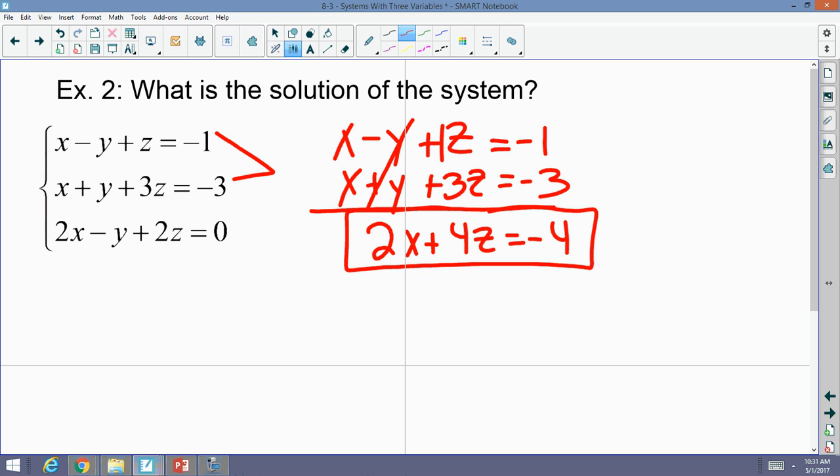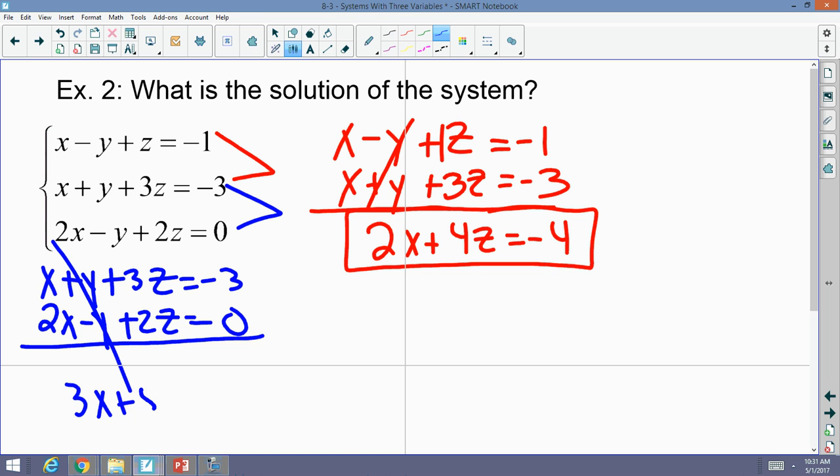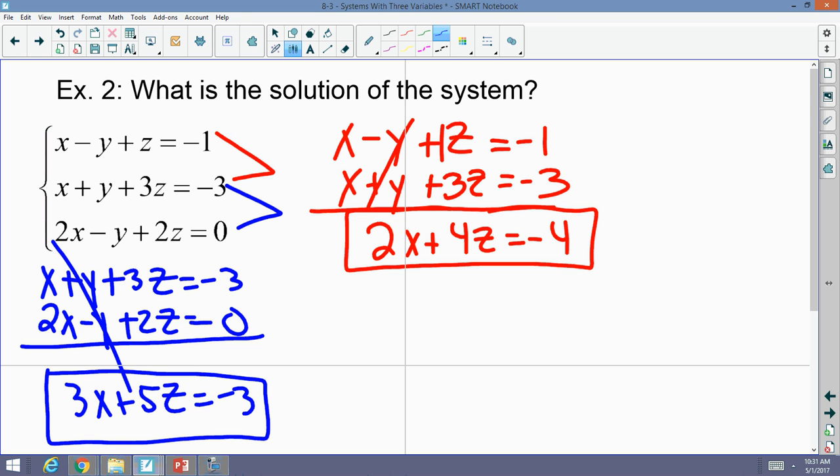All right. You ready? Now that you picked those two, now what do you have to pick now? These two, right? So now I've got x plus y plus 3z equals negative 3, and I've got 2x minus y plus 2z equals 0. Who do you have to get rid of now? You have to. Good job. So this is 3x plus 5z equals negative 3. Now this is my second equation with just two variables. So now I've created a system with just two variables, right, my brother?